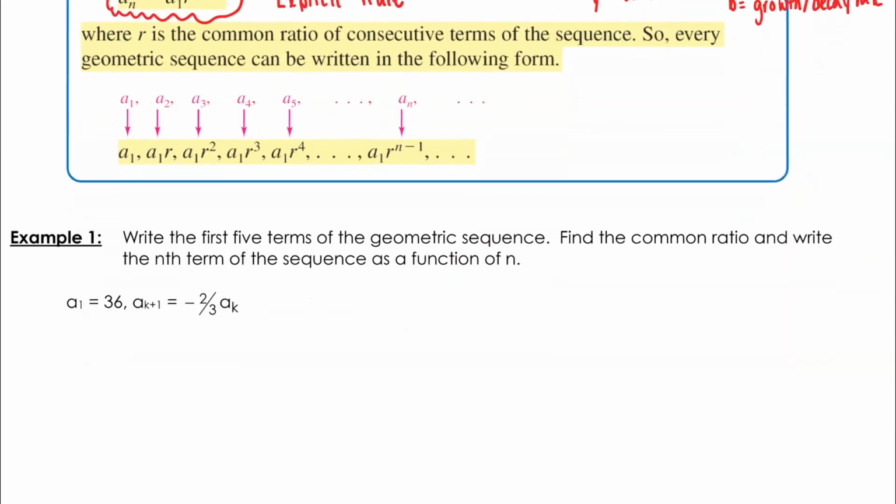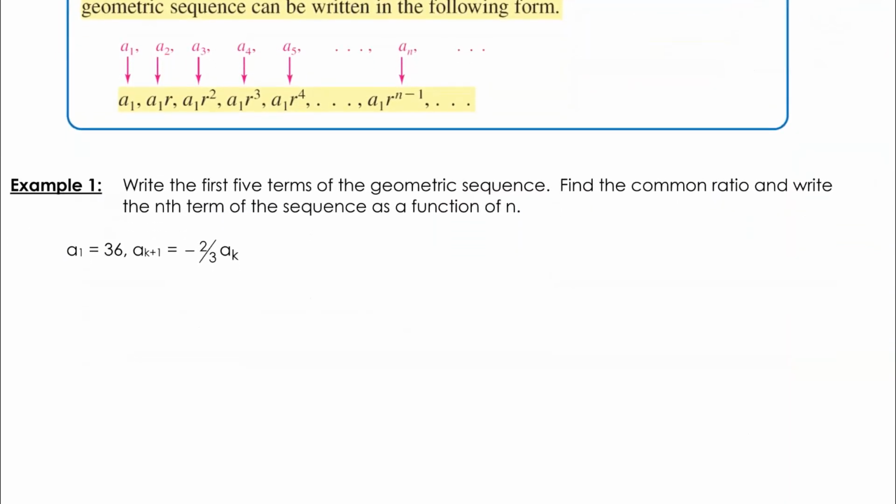Okay, and so that's basically what you have to identify, and then you just put your rule together and go from there. Looking at example 1, write out the first 5 terms of the sequence, just like we did before. That's going to be step number 1. And then find the common ratio, so that's step number 2. And then write out the nth term, and that's going to be step number 3. Well, let's go ahead and begin.